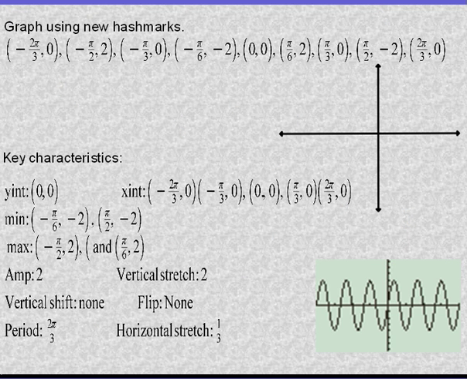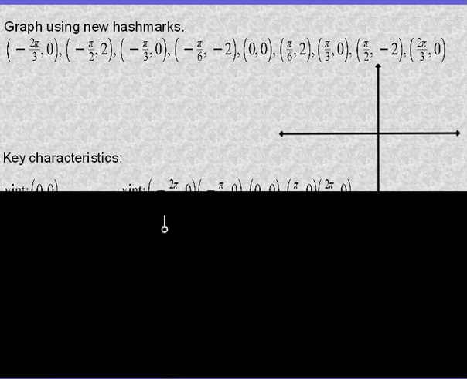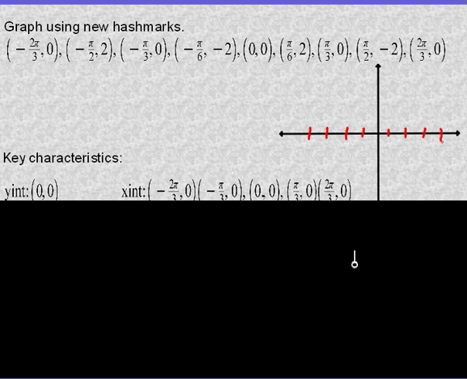Let me pull that back up. So here's our new hash marks. As I said, we have 4 negatives still, and when we get into phase shift, that's not going to be the case, and 4 positive. So I'm going to make 1, 2, 3, 4, 1, 2, 3, 4, and our amplitude goes from -2 to +2. So 1, 2, 1, 2, and then we just graph those.